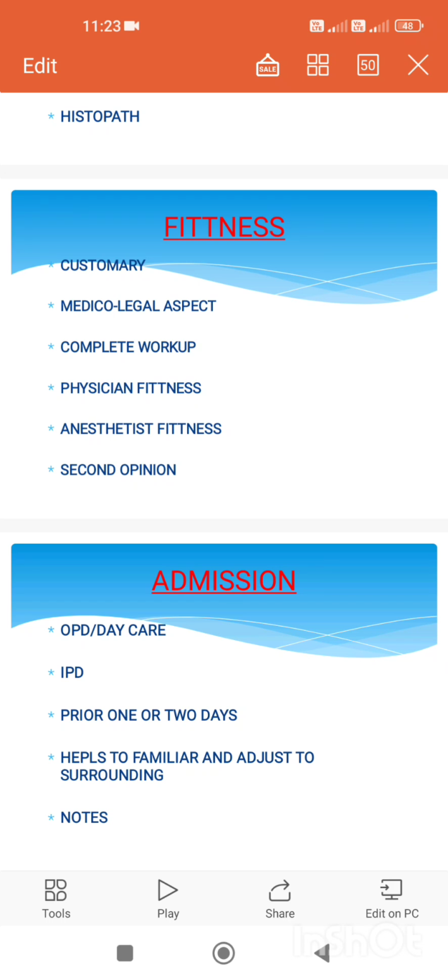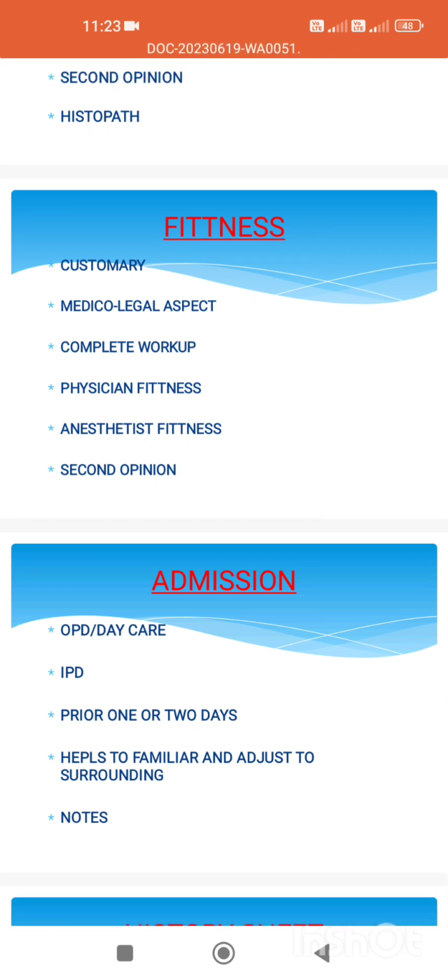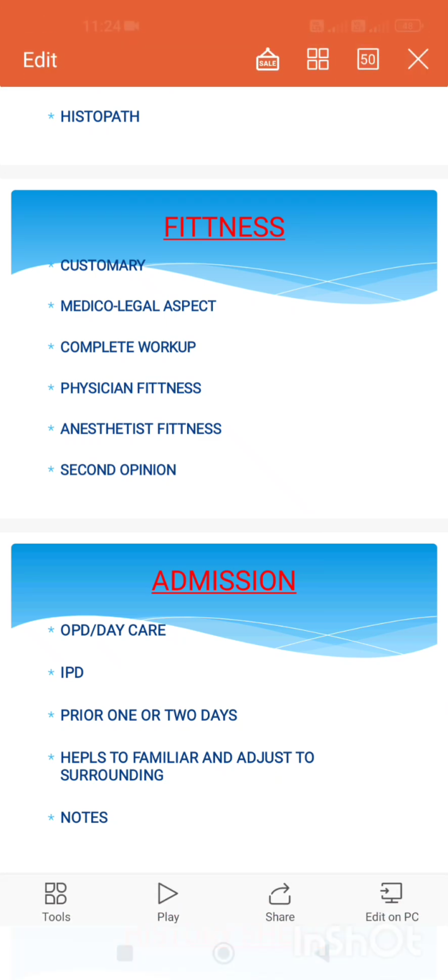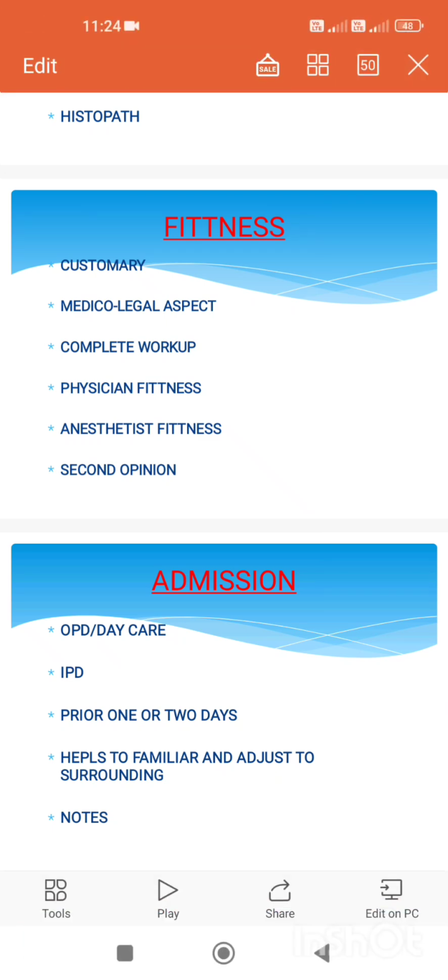The physician will examine the patient thoroughly, and the clinical findings will be written on the fitness paper. He should mention whether the patient is fit or unfit for surgery, and also mention the things to be corrected. After physician fitness, the patient should be seen by the anesthetist prior to surgery. In view of anesthesia, the anesthesiologist should examine the patient thoroughly and completely. If needed, a second opinion should be taken.